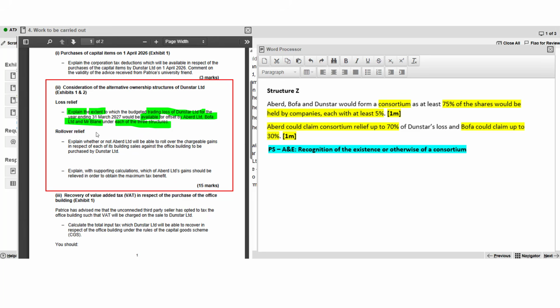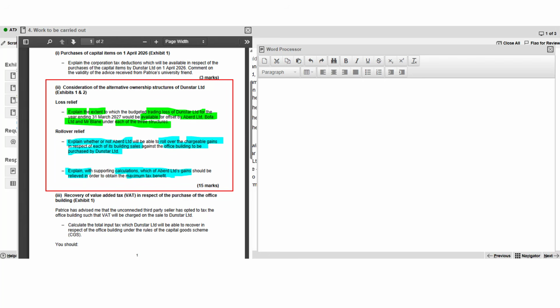So looking back at the requirement, we've now answered the first part. We have explained the extent to which the trading loss of Dunstar is available for Aberd, BOFA and Mr. Blaine for each of those structures. As you go through, keep looking back, make sure that you have answered the full requirement. And then the second requirement, or the second part of this requirement, is all about rollover relief.